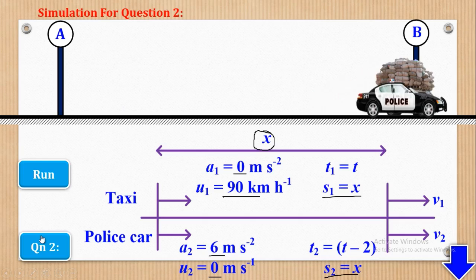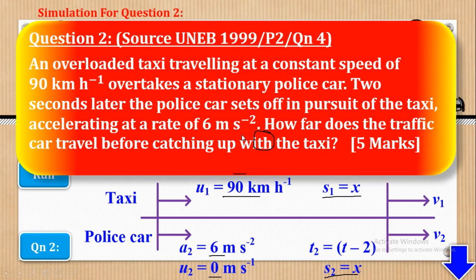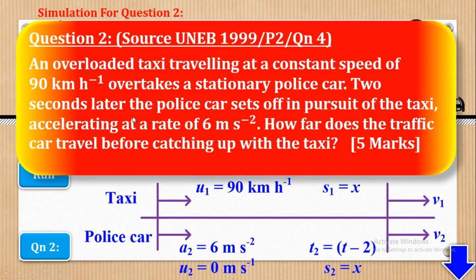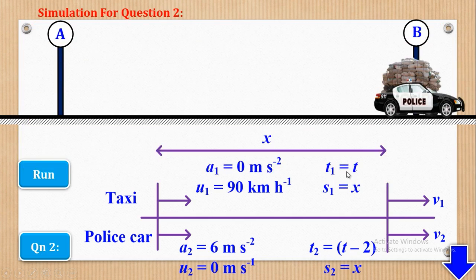In the question they told us that 2 seconds later the police car sets off. So that means that after 2 seconds, when the taxi has bypassed the police car, that is when the police car starts and runs after the overloaded taxi until it meets. The police car will have taken 2 seconds less than the taxi to move from A to B.